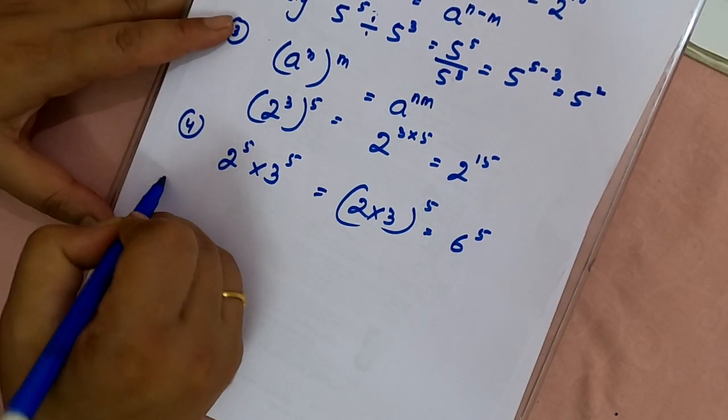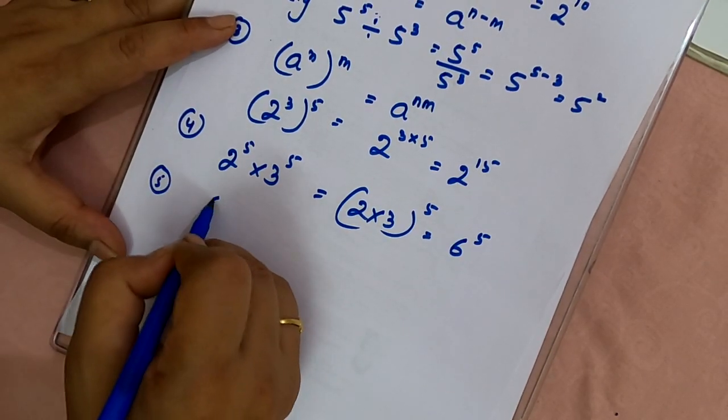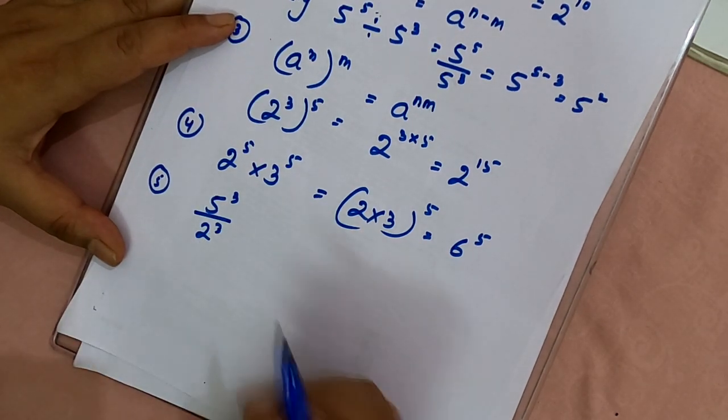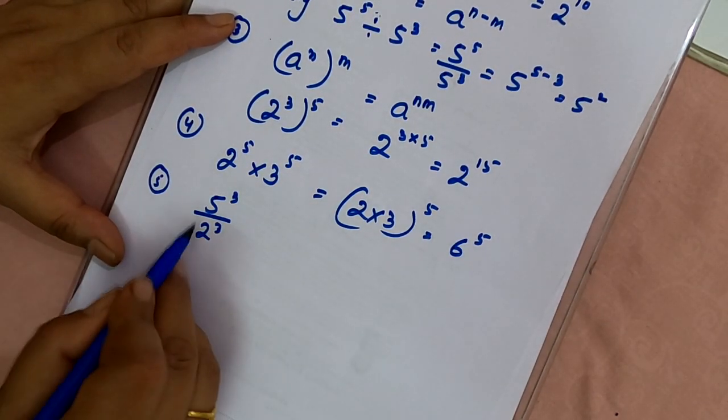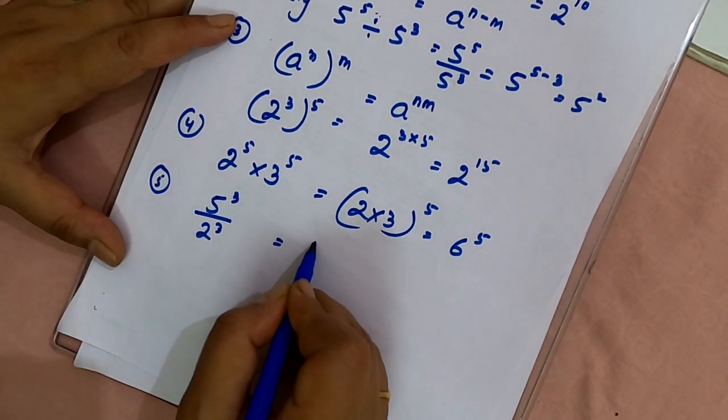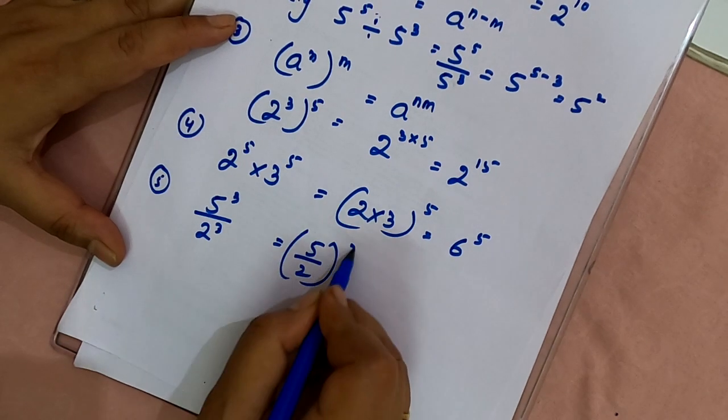Clear? So fifth one. Now suppose 5 raised to power 3 upon 2 raised to power 3. In both the cases the two different numbers are divided. That means the bases are different but the powers are same. In such a case, 5 upon 2 whole raised to power 3 can be done.